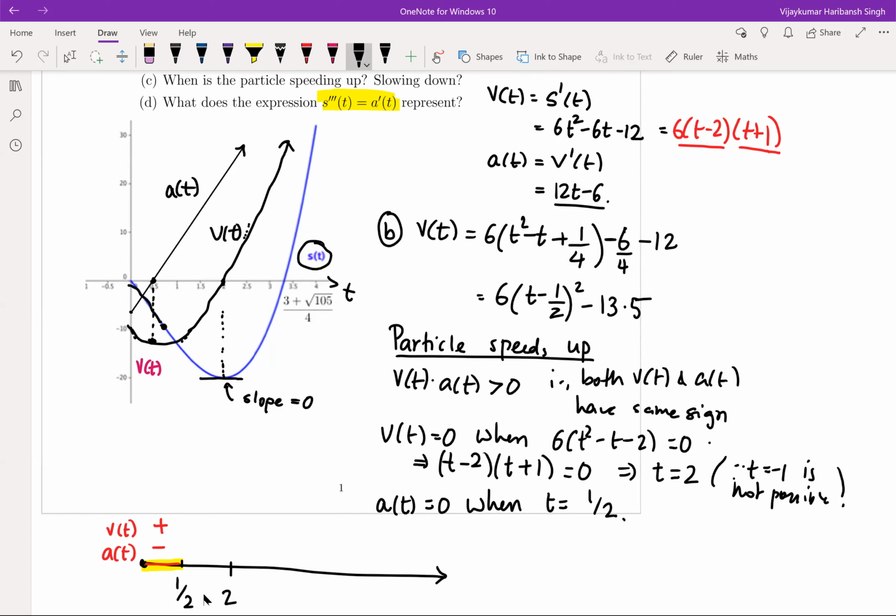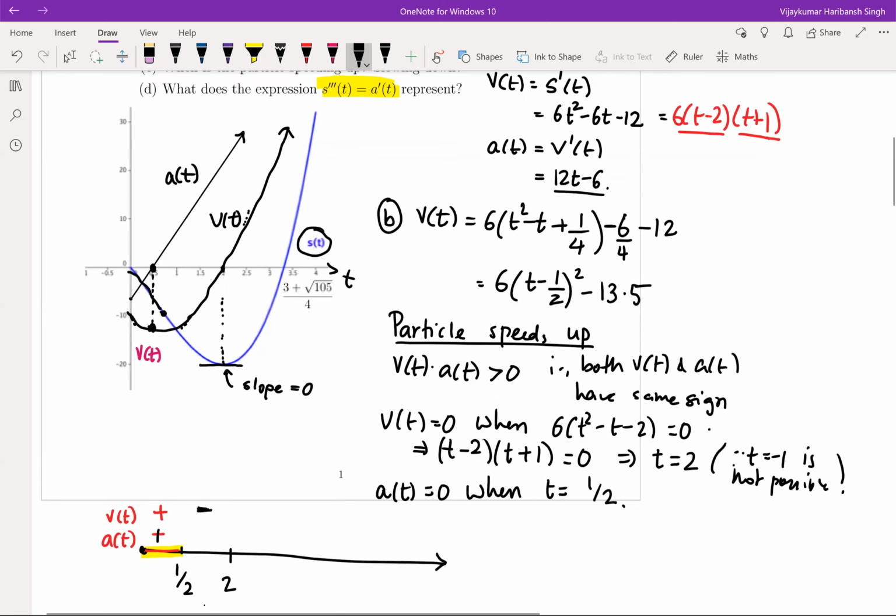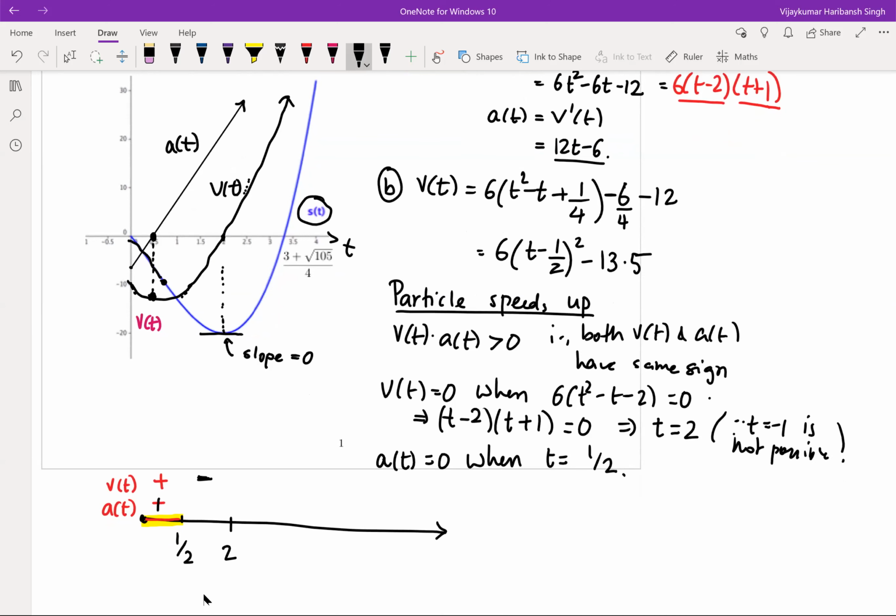Similarly, in the other part, between half and 2, let's take 1, or you can see from the graph as well. What is happening to the velocity and acceleration? Velocity is still negative. Sorry, in the first interval acceleration is also negative, so negative times negative makes it positive. But in this part, acceleration is positive and velocity is negative. So velocity is negative and acceleration is positive.